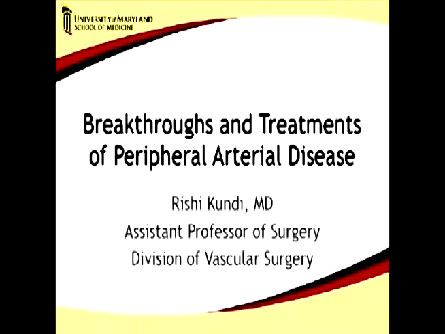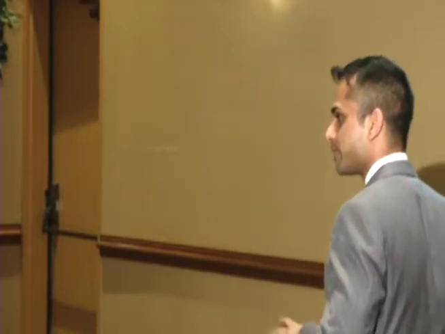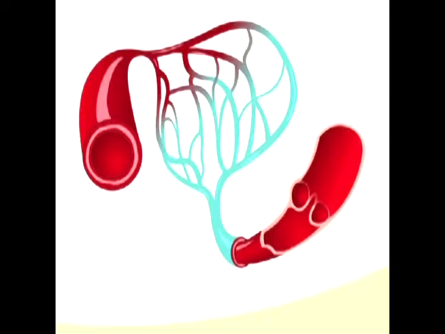So I'm going to be talking a little bit about the treatment for peripheral arterial disease. Now, one of the questions I'm asked more often than anything else is, you're a vascular surgeon, so you treat veins, right? And the answer is yes, we treat veins and we treat arteries. Arteries and veins are both within the vascular system, and we treat both of them. Today, we are going to be talking about peripheral arterial disease, but it's all part of the same system.